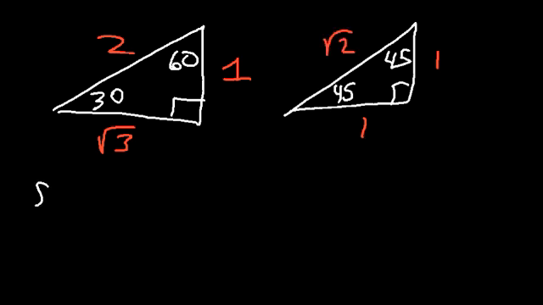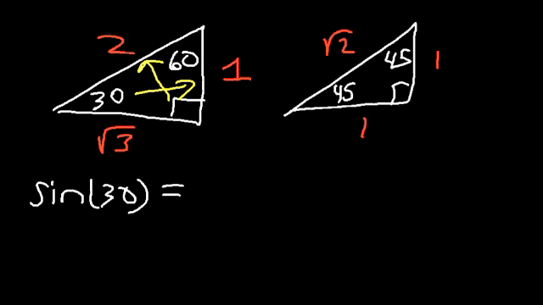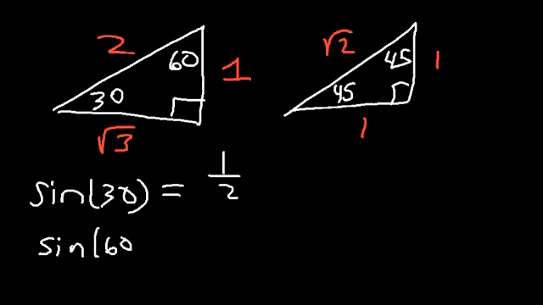So let's say you want to find sine 30, which you'll need to be able to do for these types of problems. According to SOHCAHTOA, sine is equal to the opposite side. Opposite to 30 is 1 divided by the hypotenuse, which is opposite to the 90-degree angle, and that's 2. So therefore sine 30 is 1 over 2. Sine 60 is opposite to 60, which is root 3, and the hypotenuse is 2. So it's root 3 divided by 2.